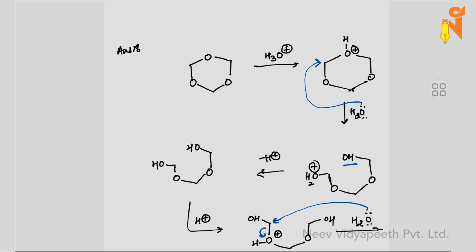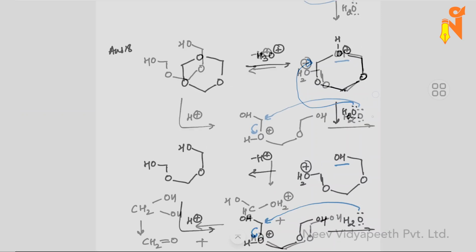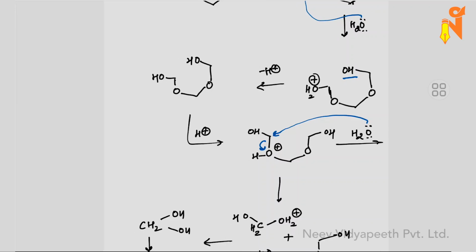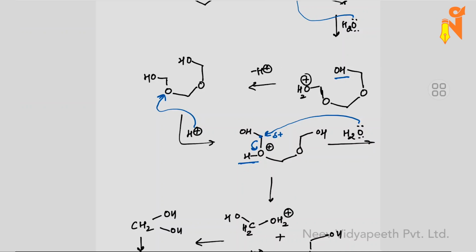So we got a diol. Now the process will repeat when there is excess H3O+. One more H+ will go to one of the oxygens, and it will form OH+. Here there is a stronger delta positive because 2 electron withdrawing groups are present. H2O can attack over here and this will become something like this.